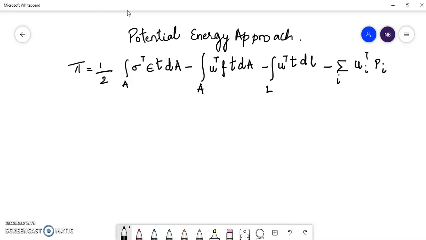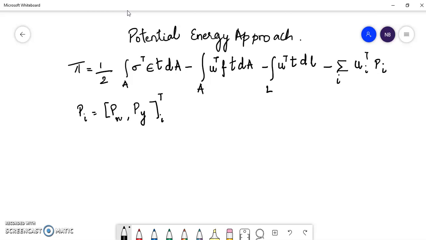I indicates the point of application of a point load pi, and since it is a two-dimensional body, pi is given by px py at I transpose. The summation in I gives the potential energy due to all the points.